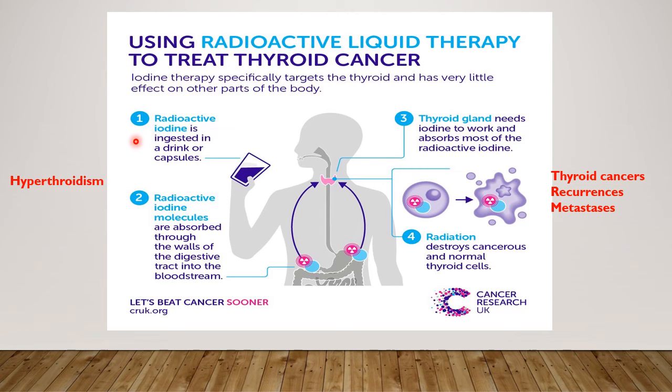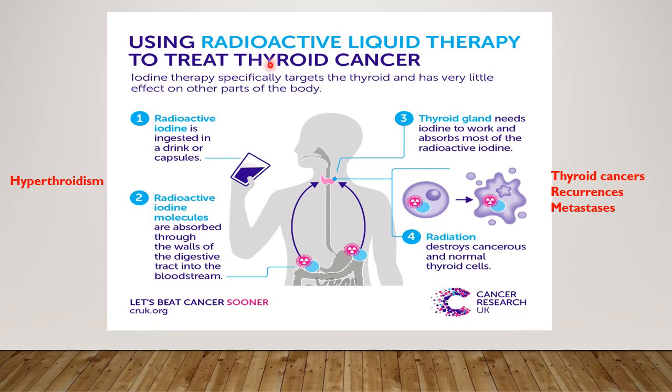Radioiodine nowadays is given through a drink or capsule. Radioiodine is ingested, and these radioiodine molecules are absorbed through the intestine and then reach the bloodstream. Once in the bloodstream, it is taken up by the thyroid gland, which needs iodine for its function. So the follicular cells will absorb this radioactive iodine, and that leads to destruction of the cells. You must understand radioactive iodine destroys not only the cancerous thyroid cells, it also kills the normal cells.